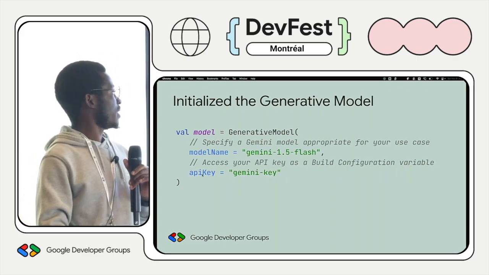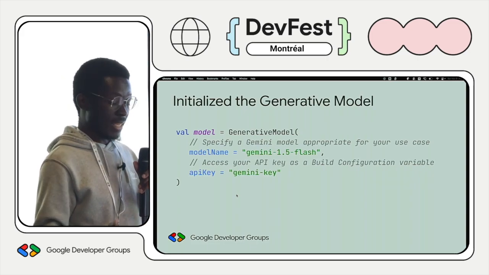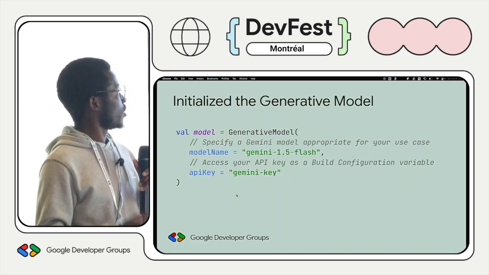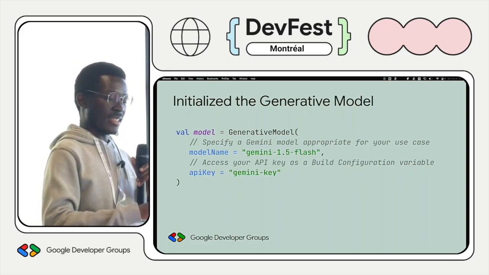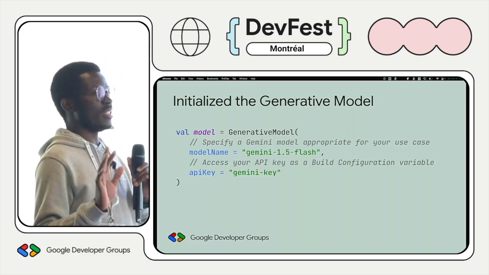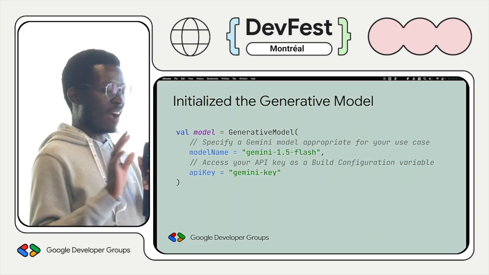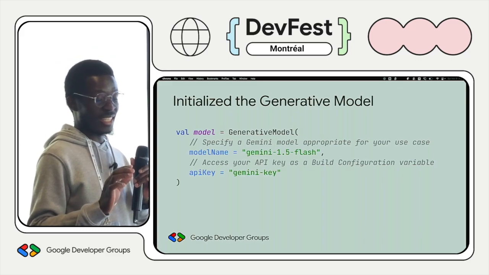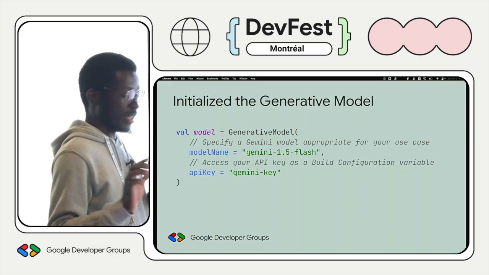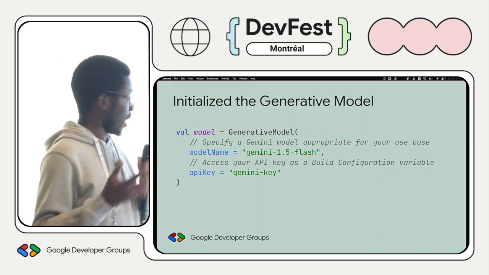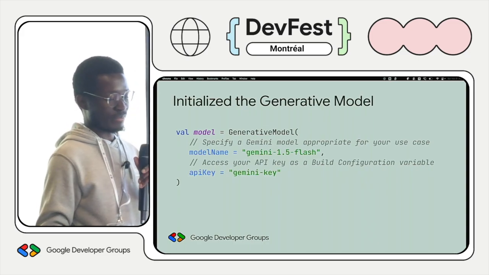And the second element that you can provide is the key that we generated on the previous slides. That's the only thing that you need right now to interact with the Gemini model in your Android application. As you can see, it's really, really simple.